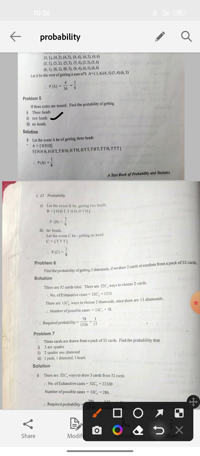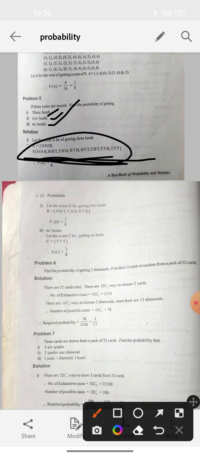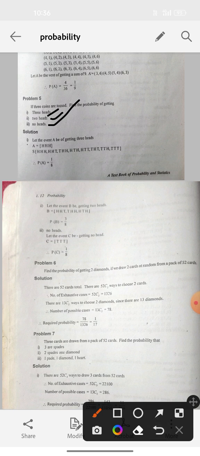Next one, the third part, is no head. There shouldn't be any head from the sample space. So again, taking the sample space under consideration, there will be only tail, tail, tail in that case. So let C be the event of getting no head, then the answer is 1 by 8.